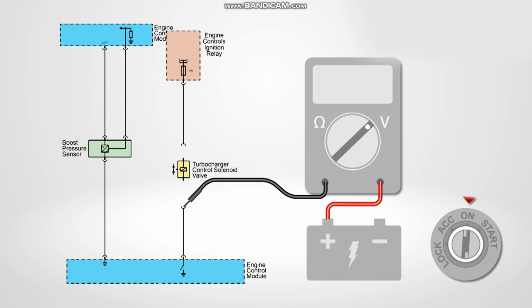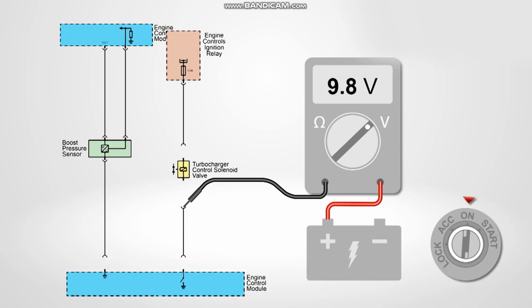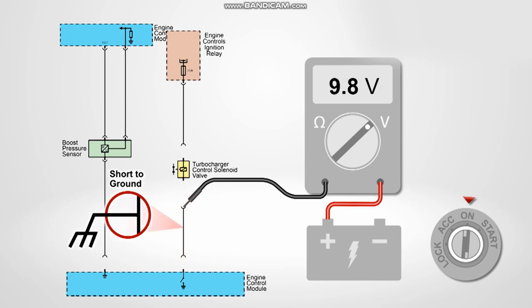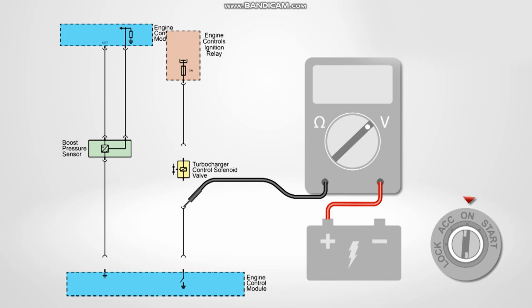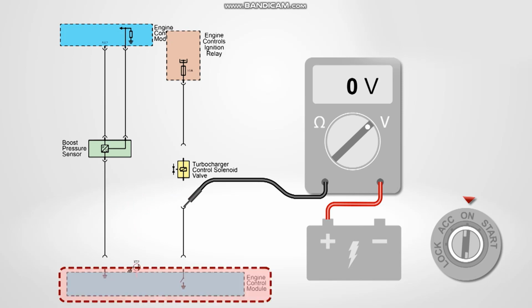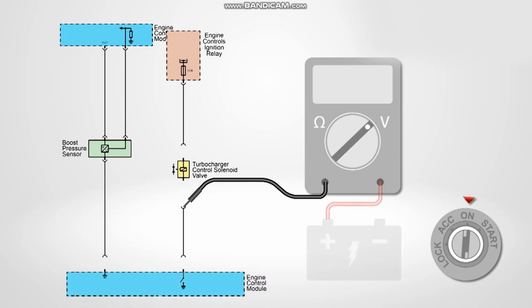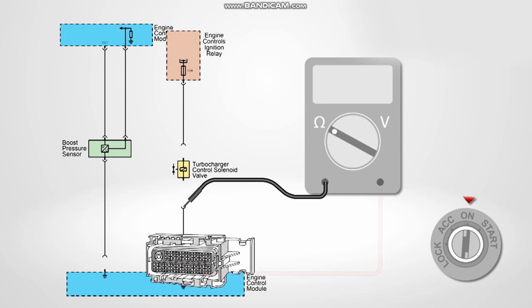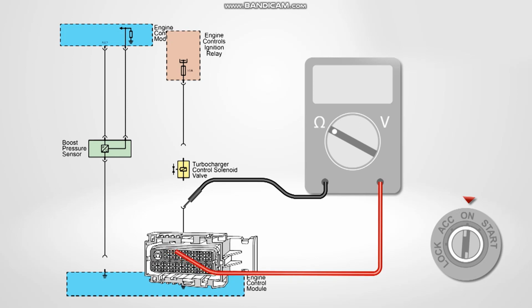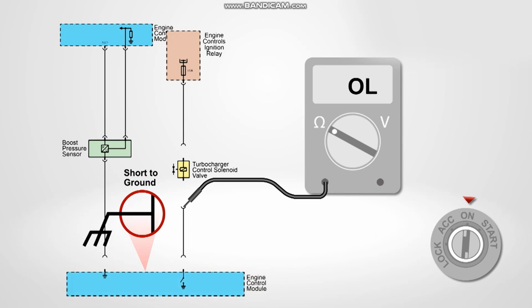If there is any reading other than this, disconnect the ECM while monitoring the meter. If the meter still displayed a voltage reading with the ECM disconnected, then the short to ground is in the harness. If the meter displayed 0 volts with the ECM disconnected, then the short to ground is in the ECM or a circuit from the ECM. To isolate the short to ground, test for continuity between the solenoid control circuit terminal and every other terminal in the ECM. If the meter displays an open circuit here, then the fault is in the ECM.